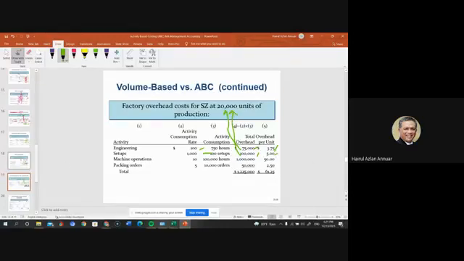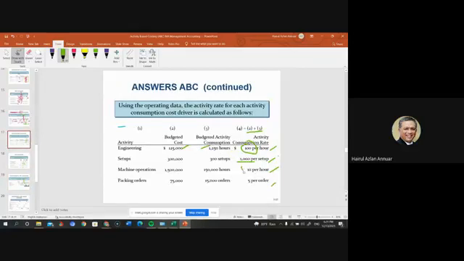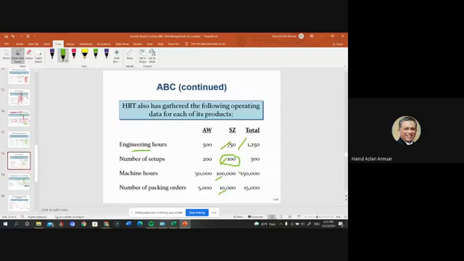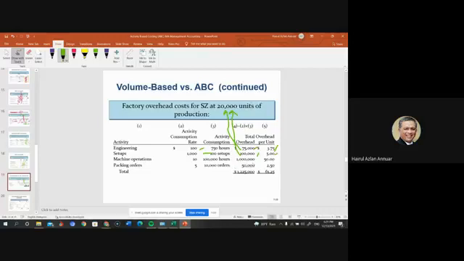Machine operations, rate is $10. Secure Zone or SZ is 100,000. Multiply those two, and 1 million goes to Secure Zone or SZ. 1 million divided 20,000, $50 per unit. And same thing, packing orders. If you check, the rate is $5, and there are 10,000 orders for Secure Zone. Multiply those two, you get $50,000 divided 20,000 units, $2.50 per unit.